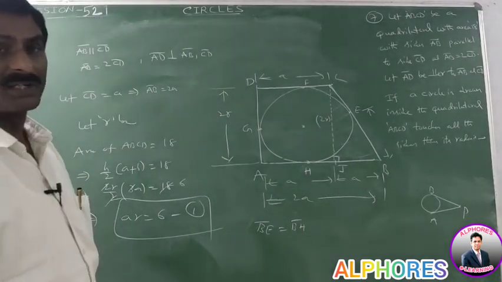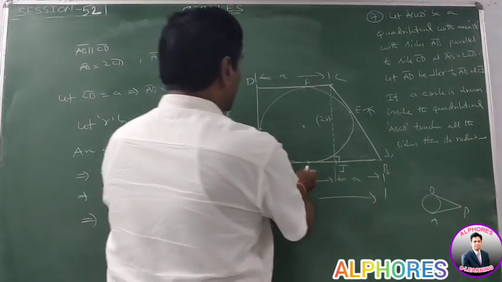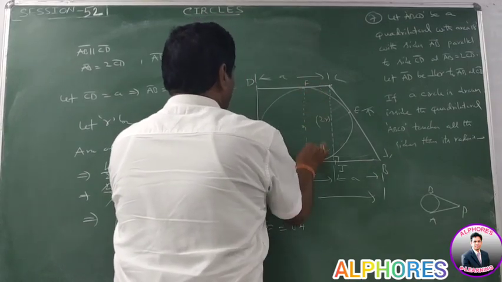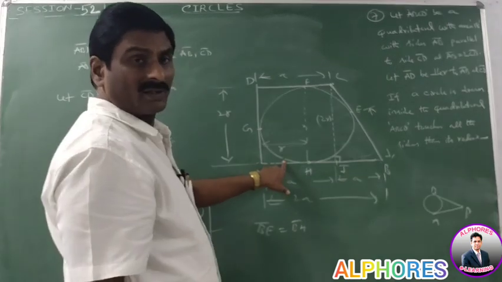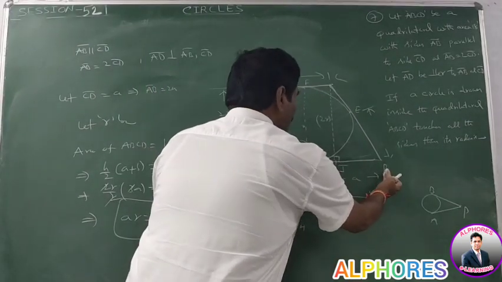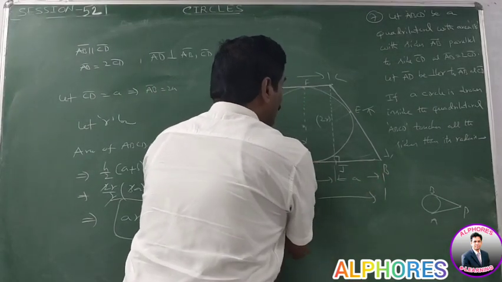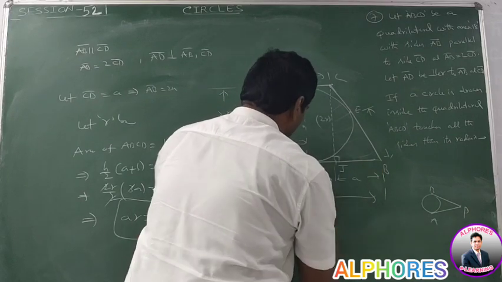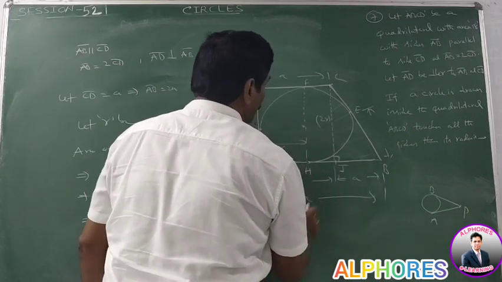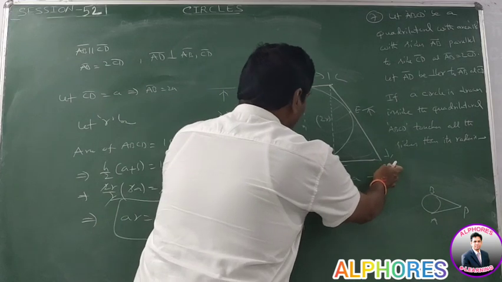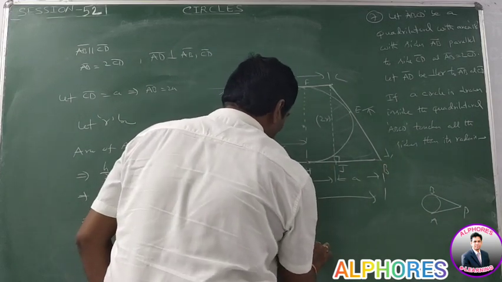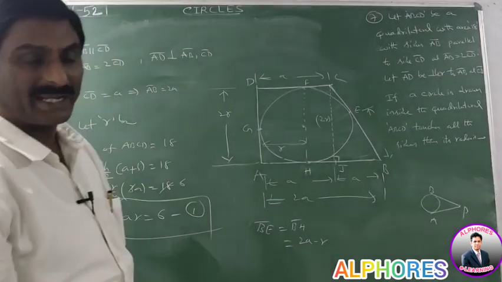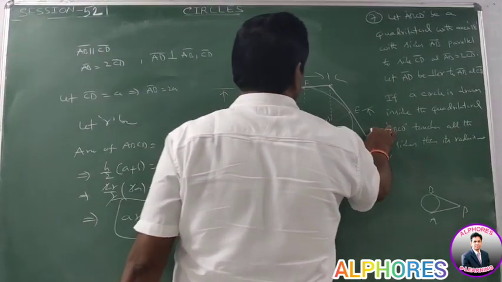What is the value of BH? Please observe this value, it is nothing but the diameter, BH. This length is equal to radius R. This total length is equal to 2A. This is R. What is the value of HB? BH is equal to total AB minus AH. That means 2A minus R. Please observe this value, 2A minus R.